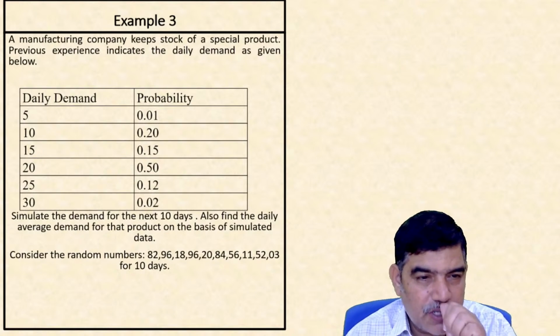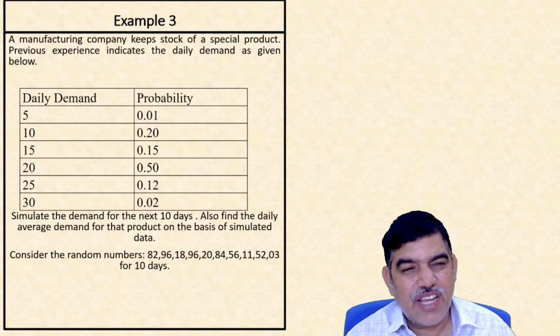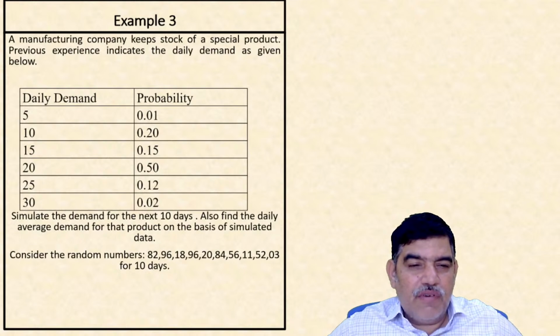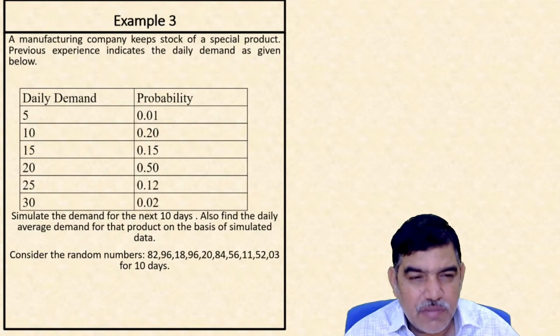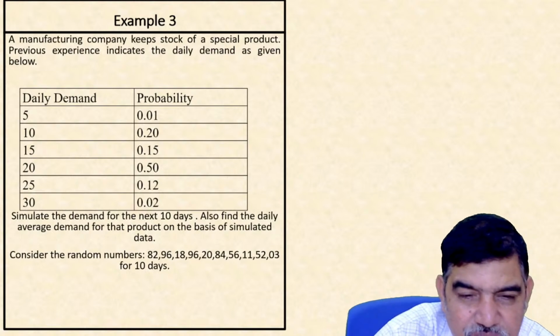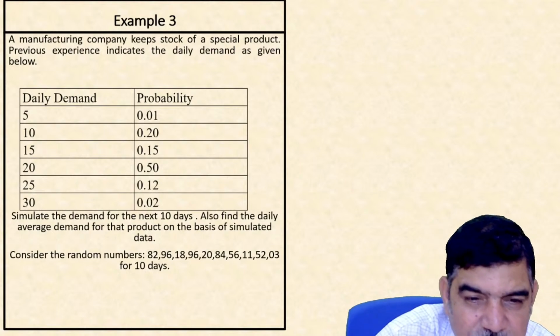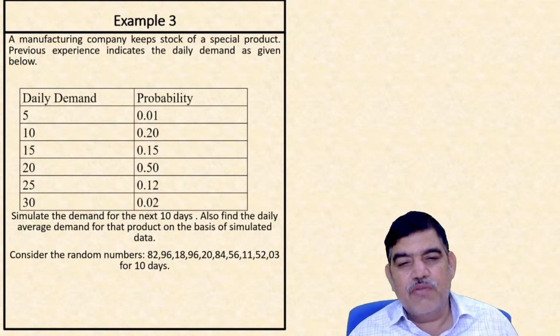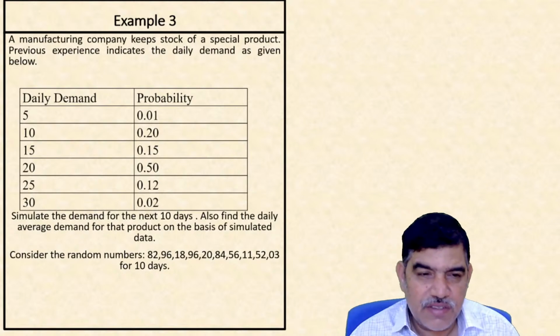Again, the question asks you to simulate the demand for the next 10 days. Your daily demand is given. Also find the daily average demand for that product on the basis of simulated data. What are the simulated data? The simulated data is 89, 96, 18, then 96, then 20, then 84, then 56, then 11, then 52, then 3 for 10 days.